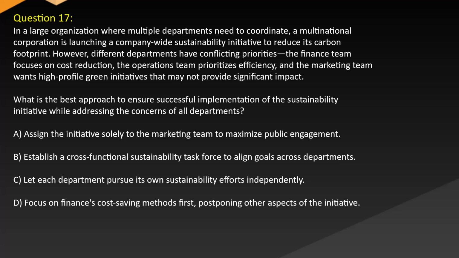What is the best approach to ensure successful implementation of the sustainability initiative while addressing the concerns of all departments? A. Assign the initiative solely to the marketing team to maximize public engagement. B. Establish a cross-functional sustainability task force to align goals across departments. C. Let each department pursue its own sustainability efforts independently. D. Focus on finance's cost-saving methods first, postponing other aspects of the initiative.